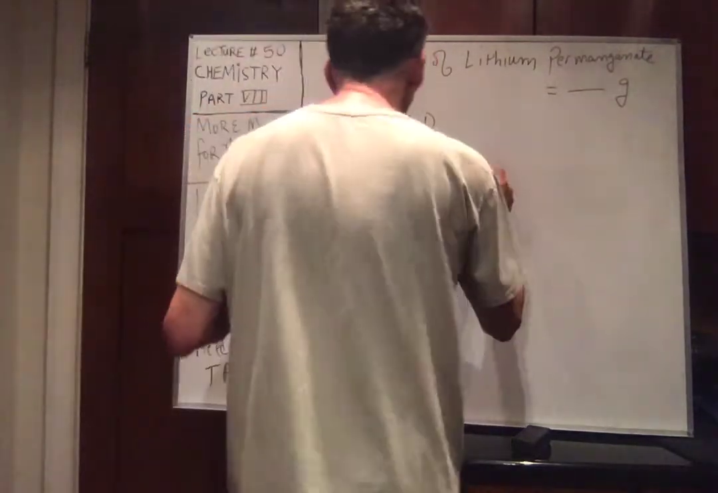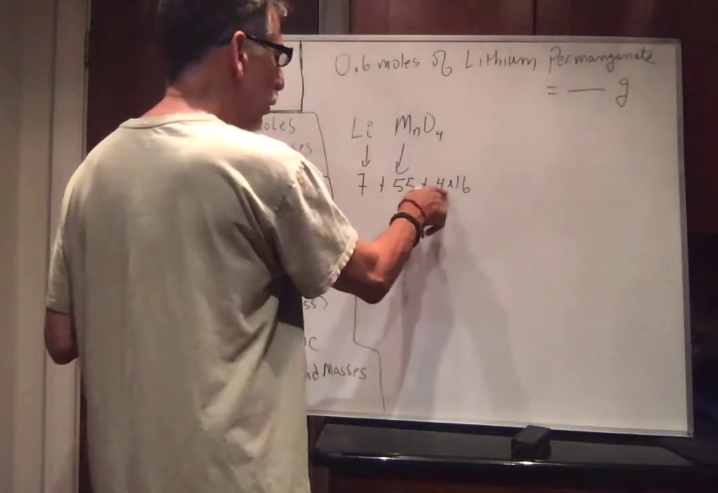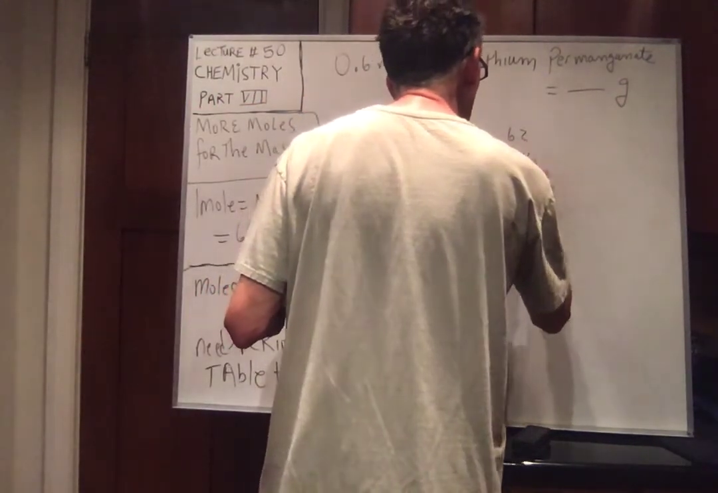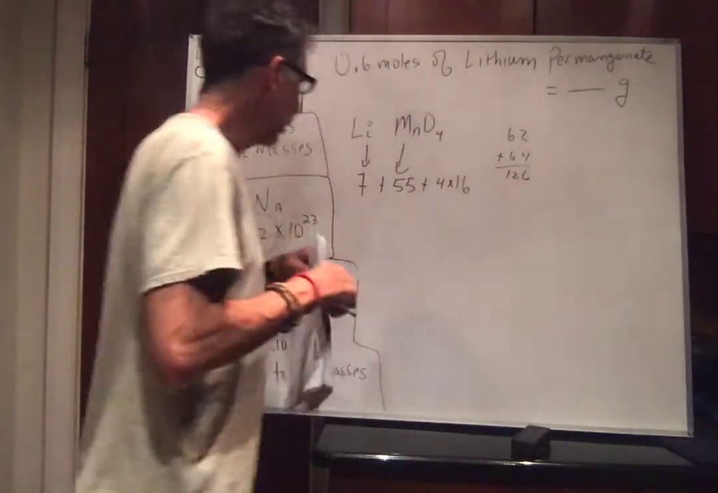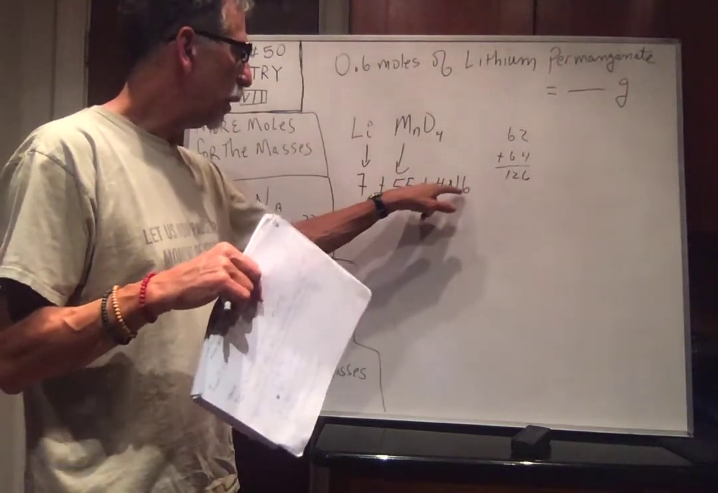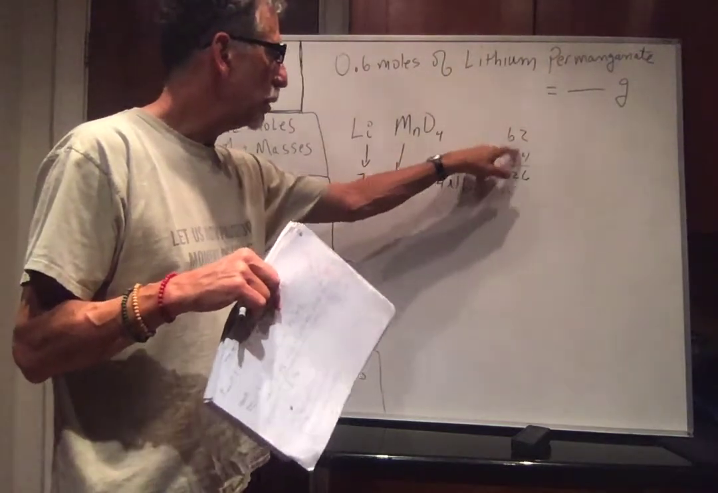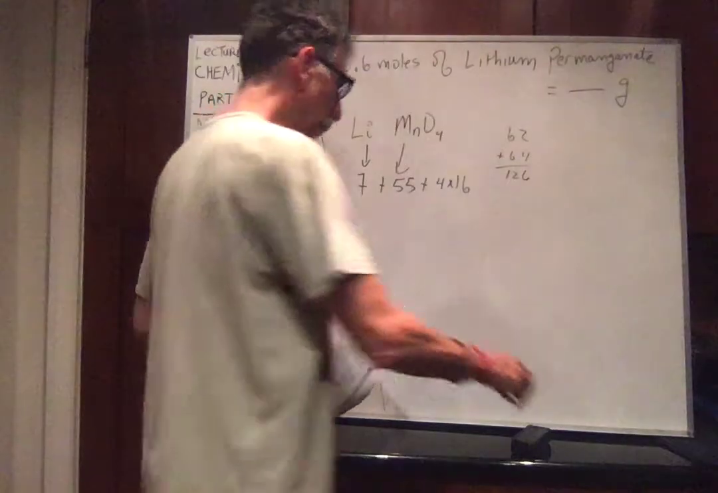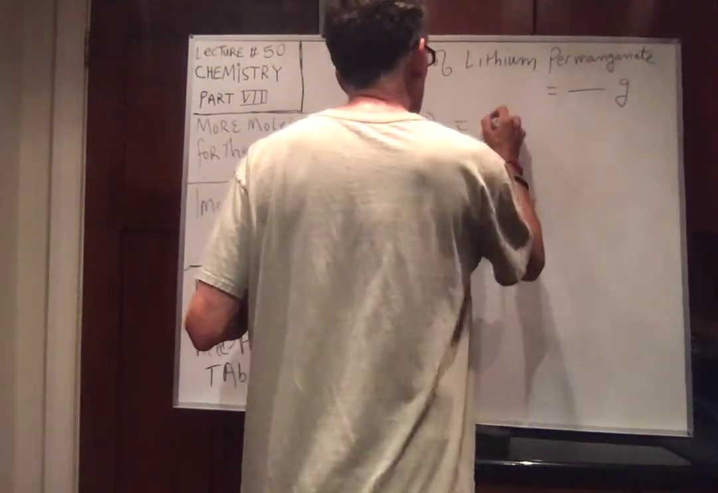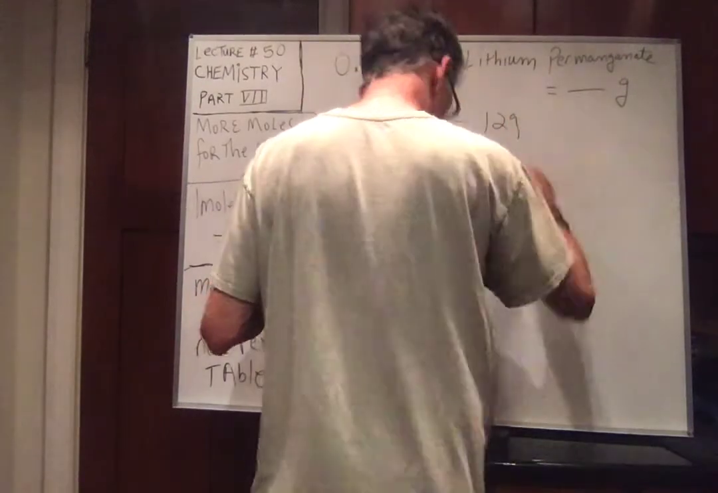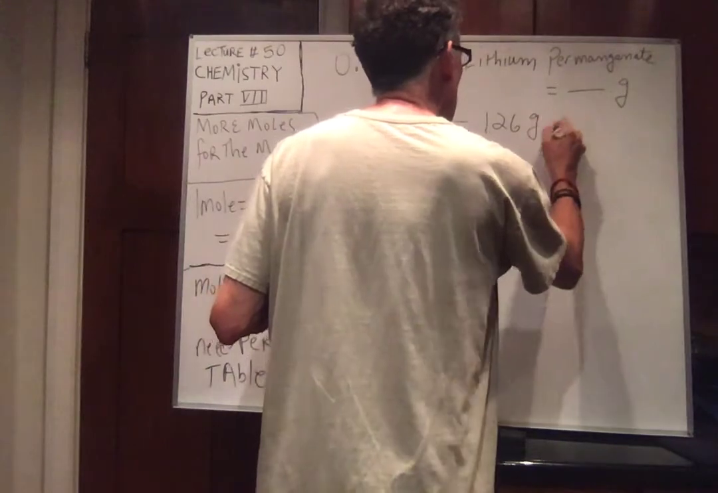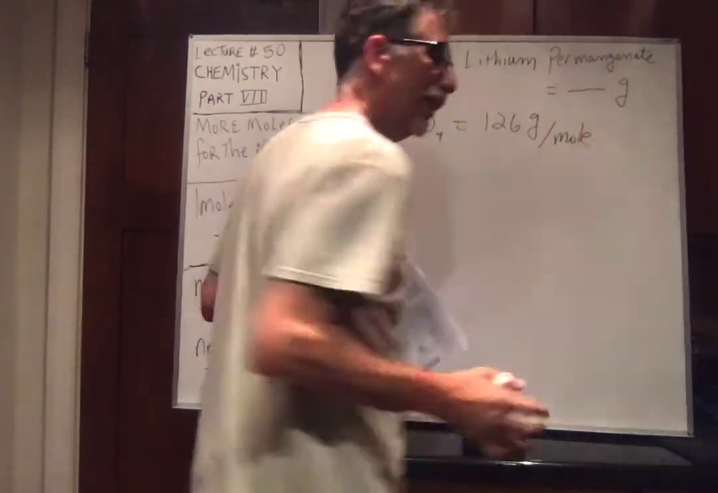Okay, so what do we get? We get 62 plus 64, right? 62 plus 64 is 126. So 7 plus 55 is 62. 4 times 16 is 64. So we get 126 grams per mole. See, it's not bad.